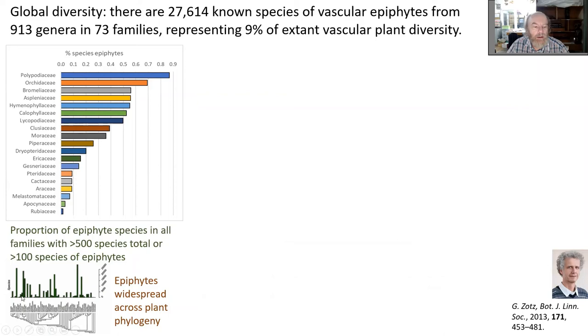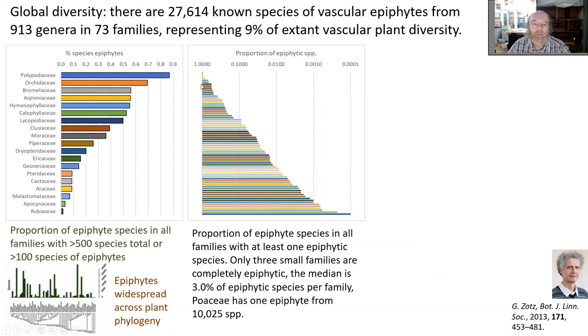This is the plant phylogeny and number of epiphytes in different lineages. Details are not important. This is just to show that the epiphytic lifestyle happens independently, repeatedly across the whole plant phylogeny. And these are the proportion of epiphytes in all the 73 families where there is at least one epiphytic species.